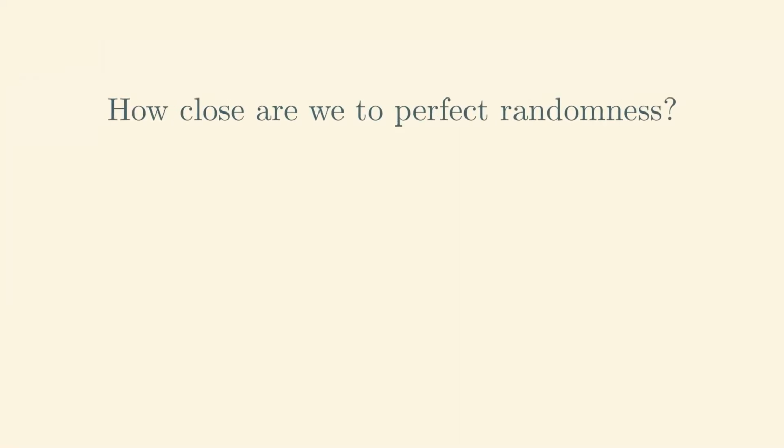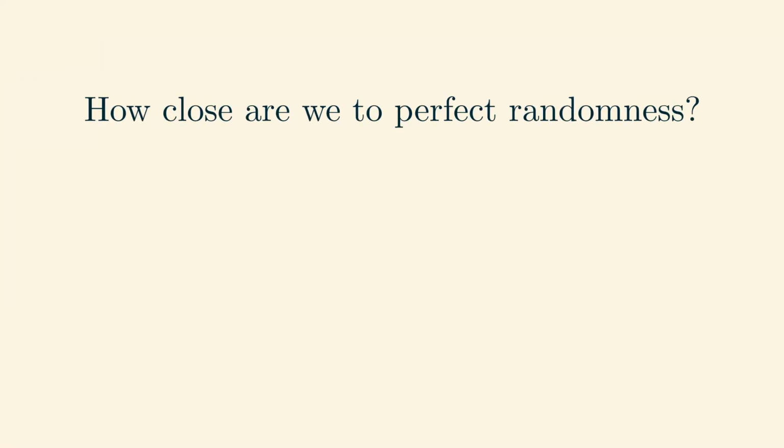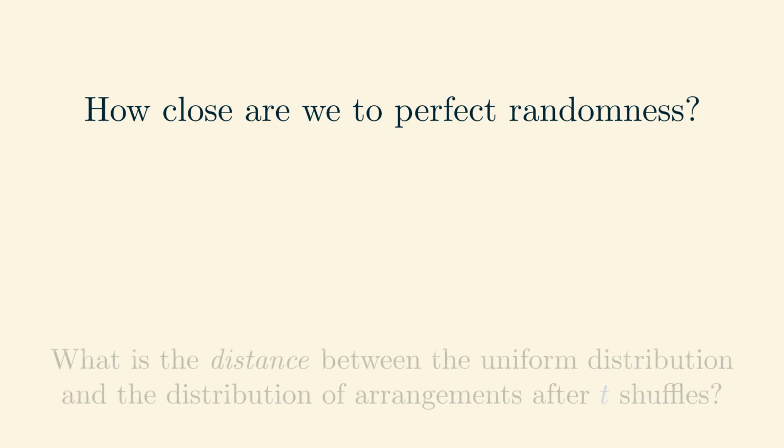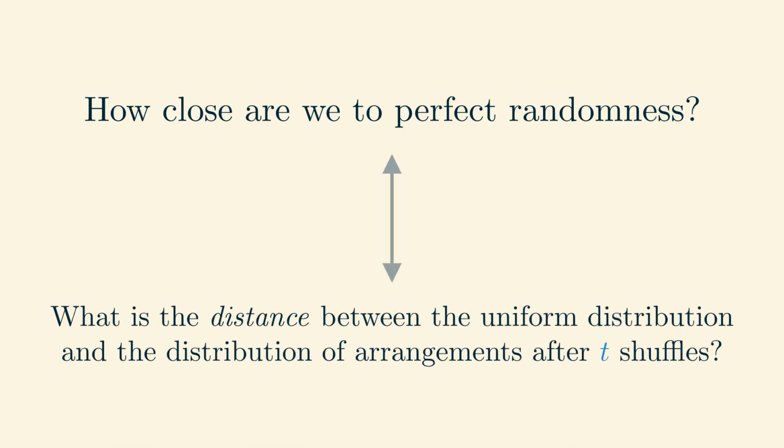How can we tell how close we are to perfect randomness? Well, mathematicians have invented a notion of distance between 2 probability distributions. So what we really want to know is the distance between the uniform distribution and the distribution of the arrangements after some number of shuffles.